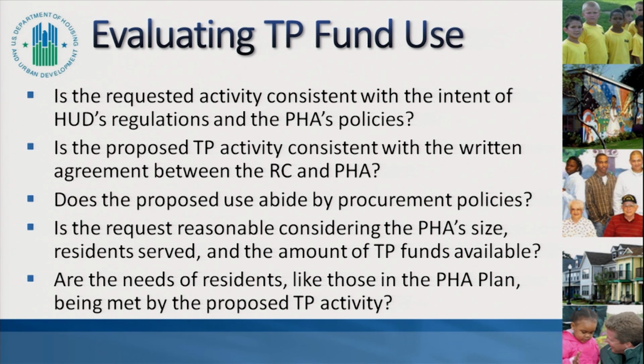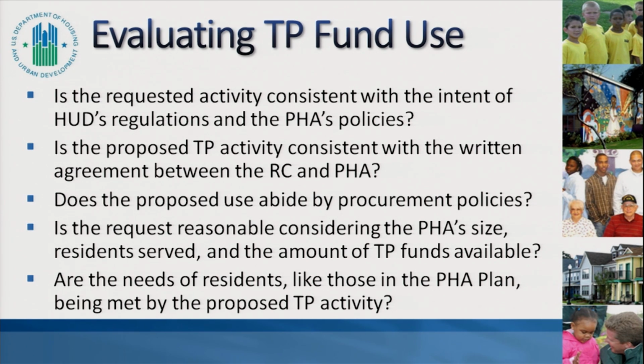So we have to make sure that they abide by those procurement policies. And is the request reasonable considering the public housing authority size, the residents served, and the amount of tenant participation funds available? So if there are 100 residents and 15 times 100 is $1,500, but you want to do something that costs $2,000, that might not work.